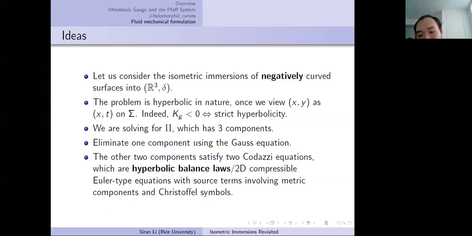So it is of the form of a 2D compressible Euler type equation. But for a balance law, there are inhomogeneous terms, there are source terms, and these source terms involve the metric components and also Gamma^i_jk, the Christoffel symbols.